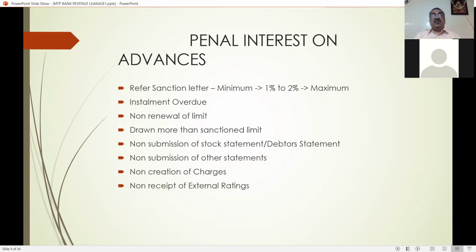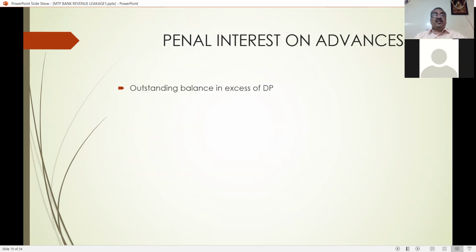Then non-receipt of external rating. As per the norms, the customer has to obtain a credit rating from an external rating agency, which we have already discussed yesterday, from the list approved by RBI. If they have not submitted the external rating, then penal interest has to be charged till they submit it. Next one is outstanding balance in excess of DP. If the outstanding balance exceeds the drawing power, till they regularize and bring the balance below the drawing power, the bankers have to charge penal interest for the excess amount.